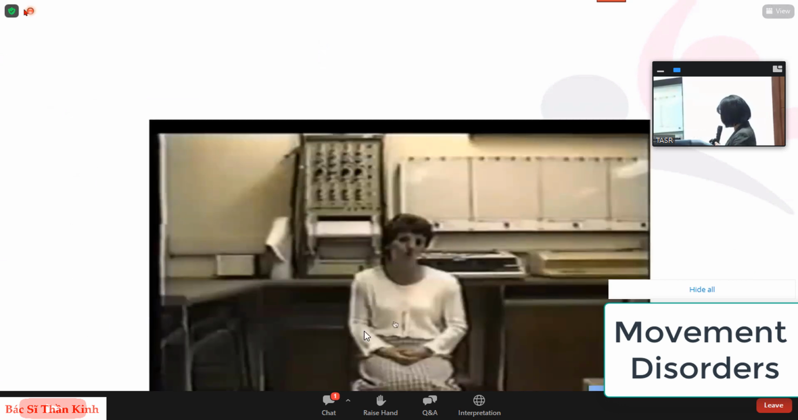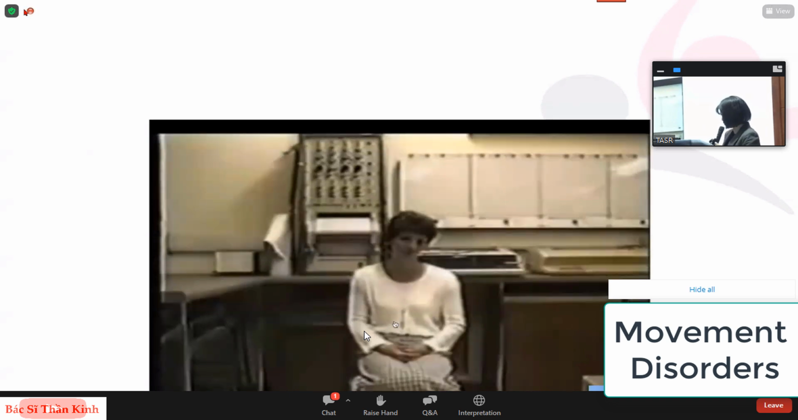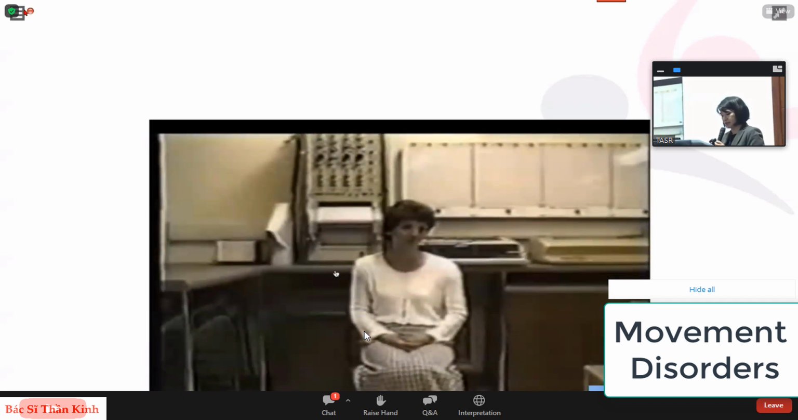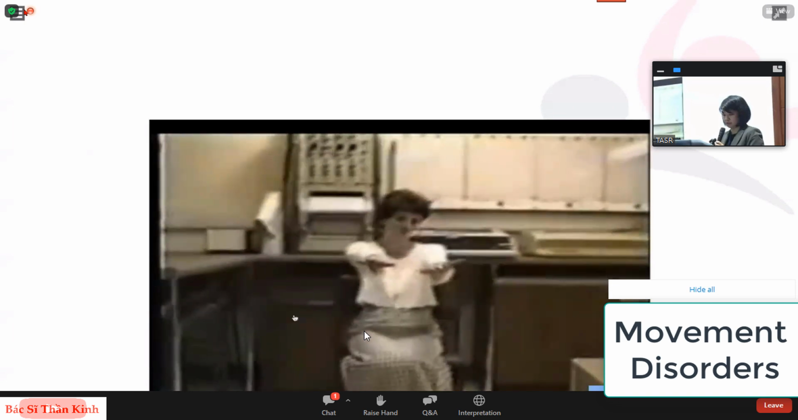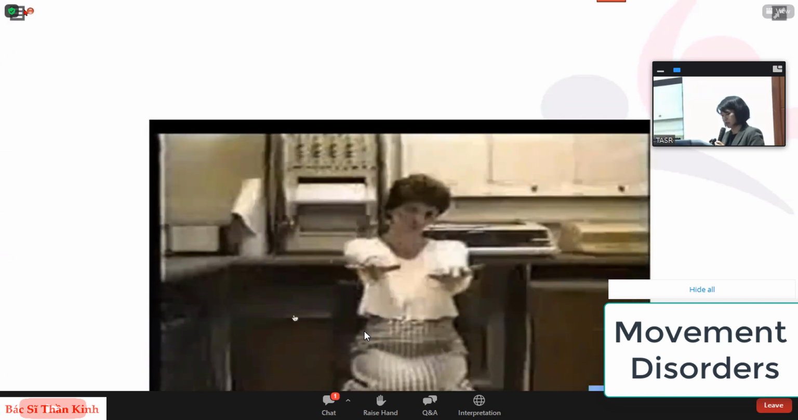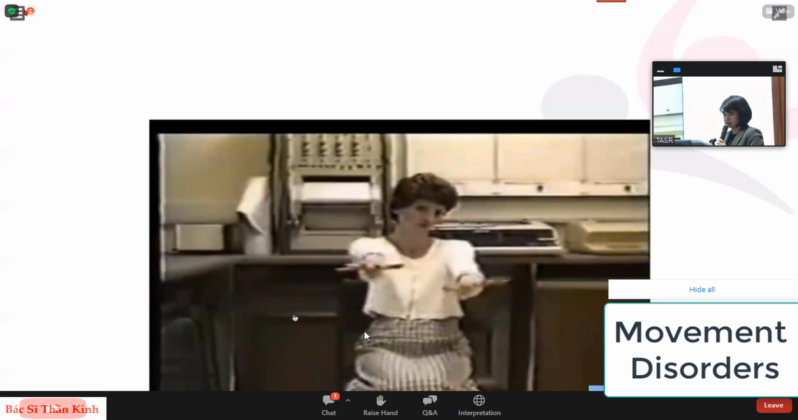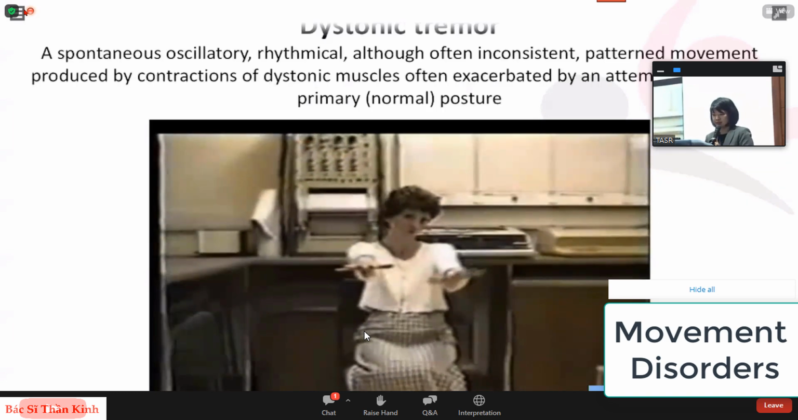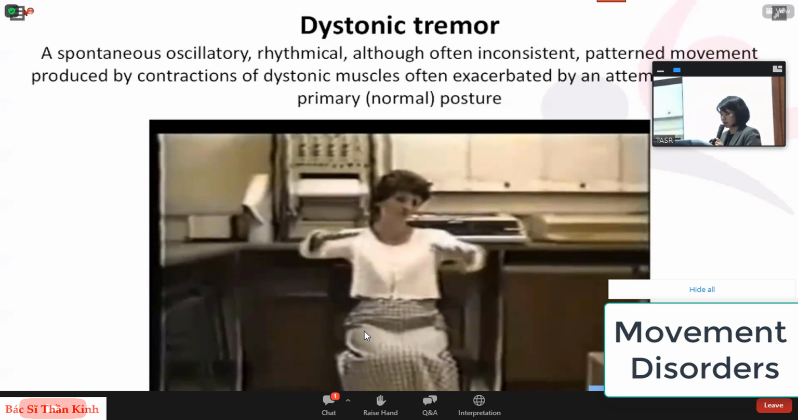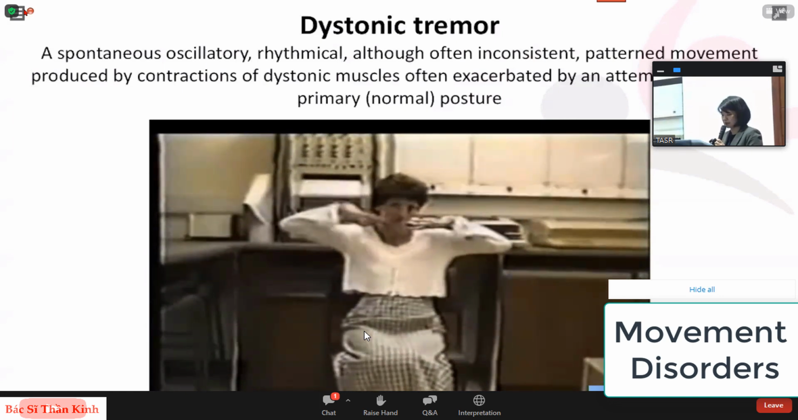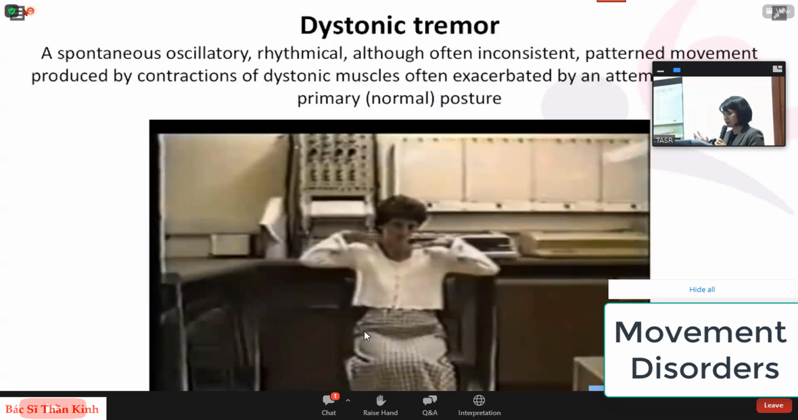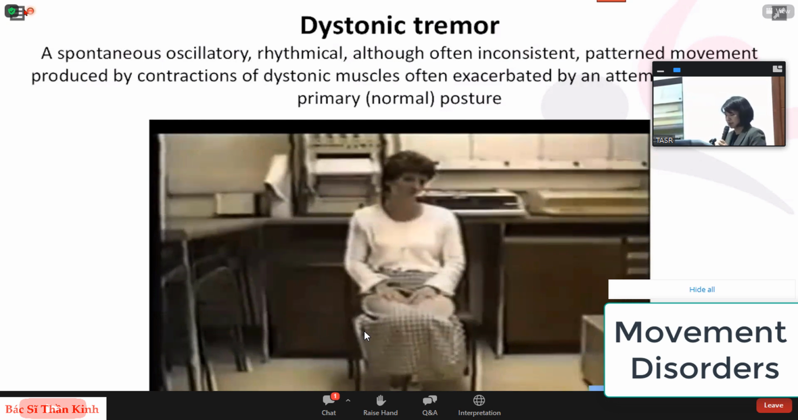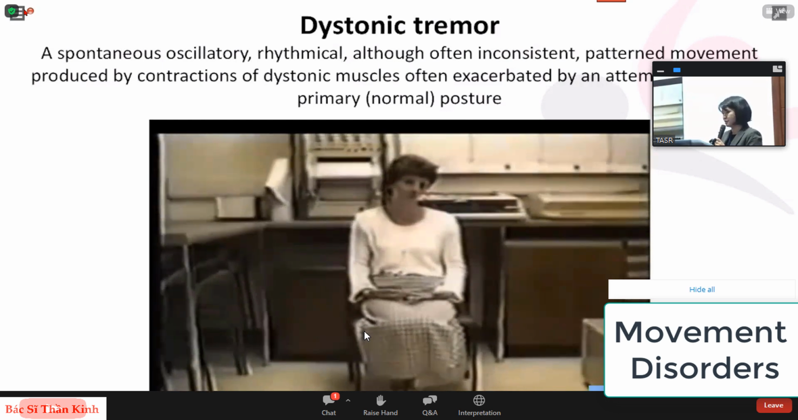Okay. And this patient, you will see that she has an abnormal posture on her neck with a tremor on top, and sometimes tremor on her hand. She has a dystonic tremor, which is a spontaneous, rhythmical, although often inconsistent, pattern of movement produced by contraction of the dystonic muscle, and maybe exacerbated by the attempt to maintain the primary posture.